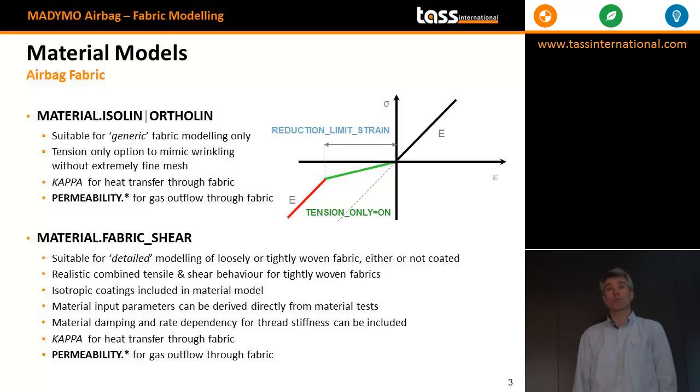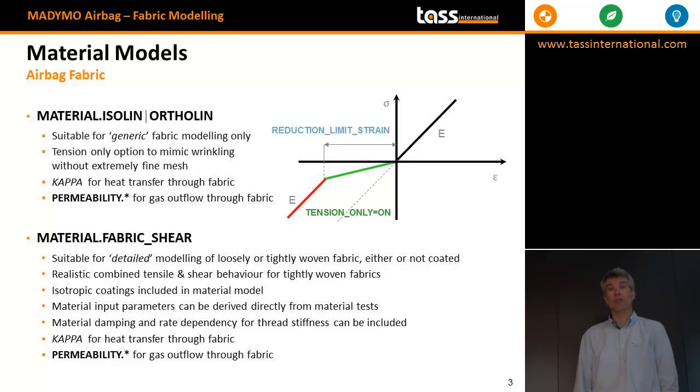There basically are three types of materials to be used for airbag fabric. The simple one is isolin or ortholin. It's suitable for generic fabric modeling, but we prefer to use fabric shear. In the picture on this sheet, you see a simple isolin curve. In the tension direction, you see the E modulus. In the compression direction, the third quadrant, it looks a bit different. You see a reduction limit strain and a tension only on. And at the end you see the E modulus again. This is a numerical trick. In such a way you can mimic wrinkling.